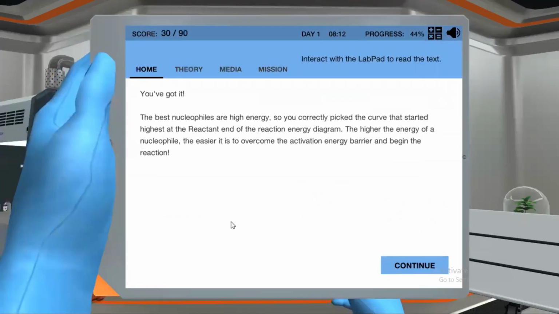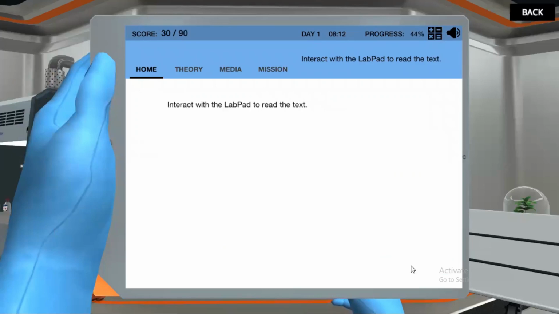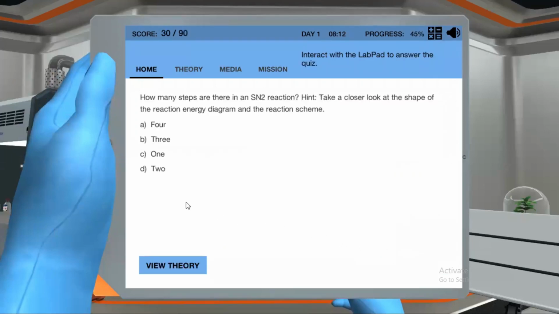You've got it. The best nucleophiles are high energy, so you correctly picked the curve that started highest at the reactant end of the reaction energy diagram. The higher the energy of a nucleophile, the easier it is to overcome the activation energy barrier and begin the reaction. How many steps are there in an SN2 reaction?